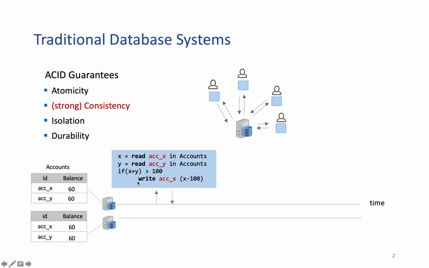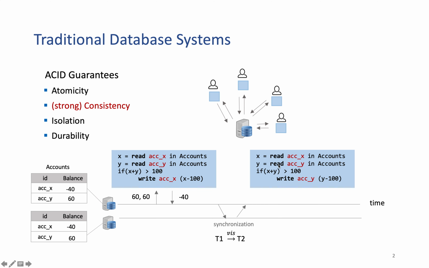This transaction operates on accounts table. It reads the balances of accounts X and Y, and if the summation of those accounts is greater than 100, then it subtracts 100 and writes it to account X. So with ACID guarantees, before another transaction runs, the servers synchronize. And even if the second transaction connects to another server, it sees the effects of the earlier transactions. We say T1 is visible to T2.